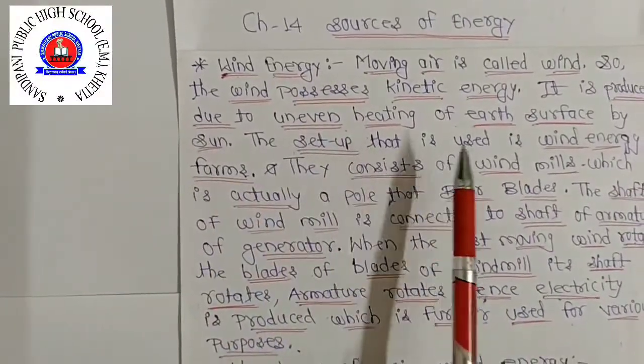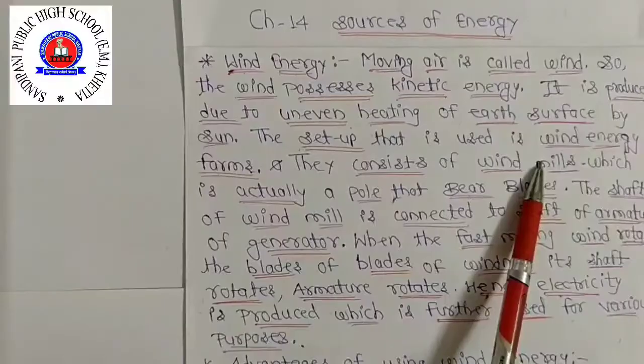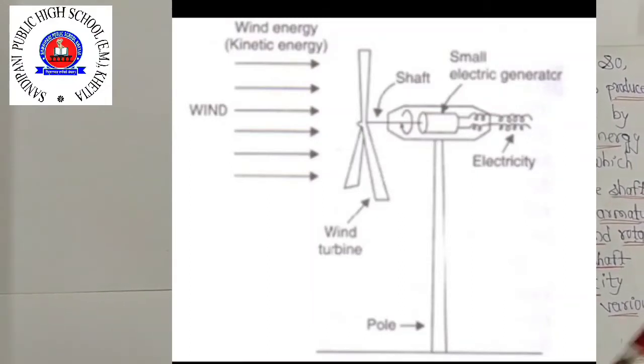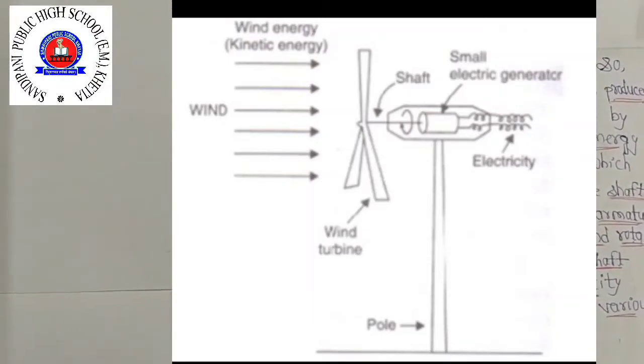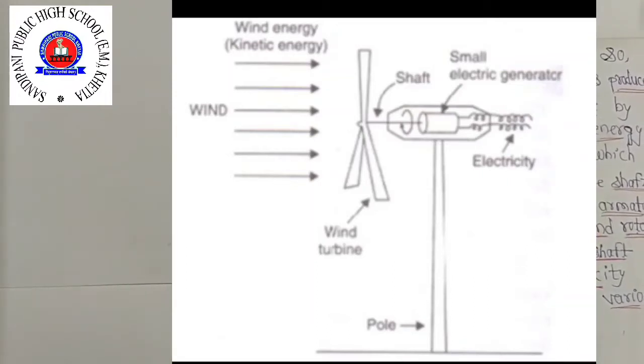So the setup that is used is wind energy farms. Means not just a single windmill is installed; a lot of windmills are installed together. So that is called a windmill farm. It consists of windmills, which are actually a pole that bears blades. Means there is a pole and it has blades, just like a big size table fan.